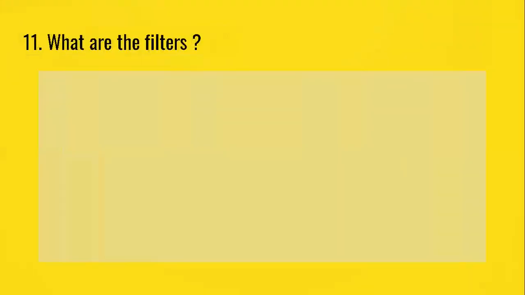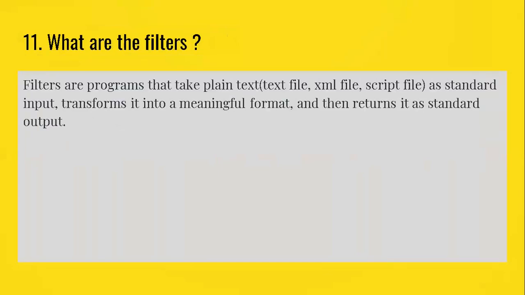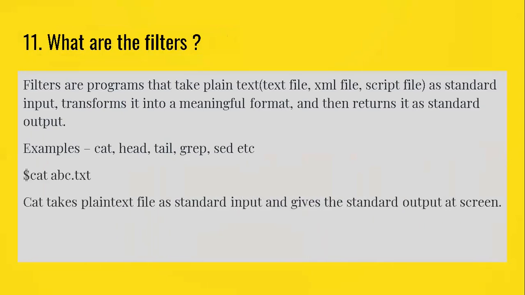What are the filters? This is a little bit tricky question. Don't get confused with the filter. Filters are the programs that take plain text as standard input and transform it into a meaningful format and then return it as standard output. What are the examples? All the commands like cat command, grep command, head, tail, all these commands are called filters. So here if we take the example cat abc.txt, then cat takes the plain text file as standard input and gives the standard output at the screen.